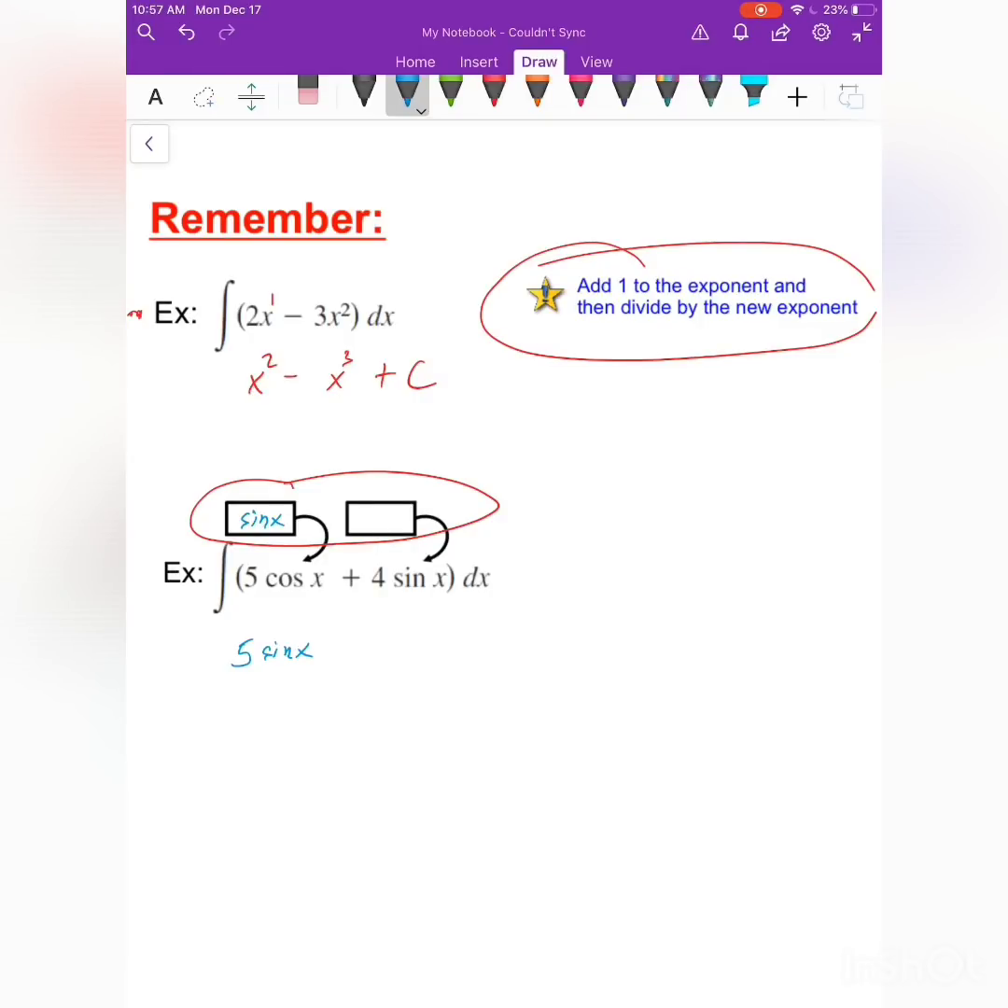And then same thing with the next term. This one would be negative cosine. So bring down the coefficient of 4 with the negative out front, and don't forget your plus c. So those are just some skills that you might need for today.